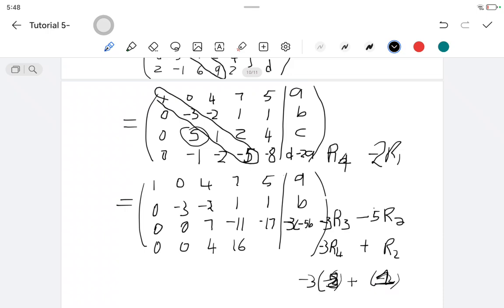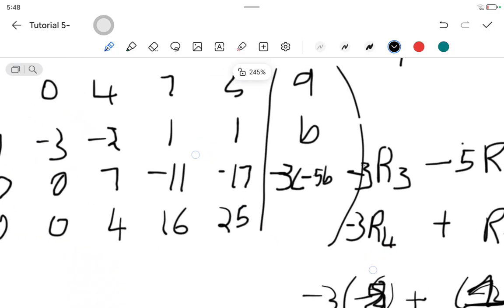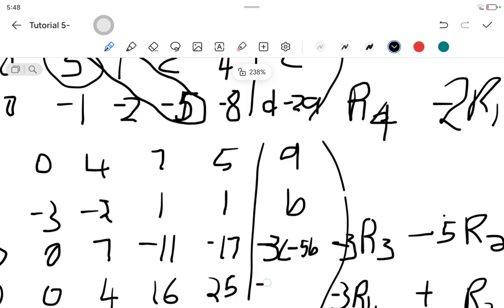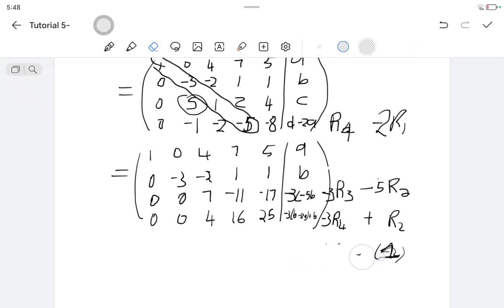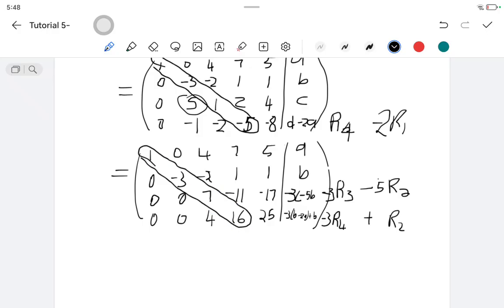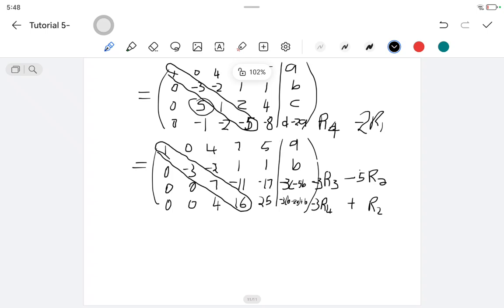Let's see what that is. Minus 3 times is what? 25. And then this will be minus 3 times b minus 2a plus b. Yeah. And then we have this. Now we highlighted those again. We see that we are left with only 4 to change it to a 0, right? And then let's just change the last one to a 0 without recopying the rest.